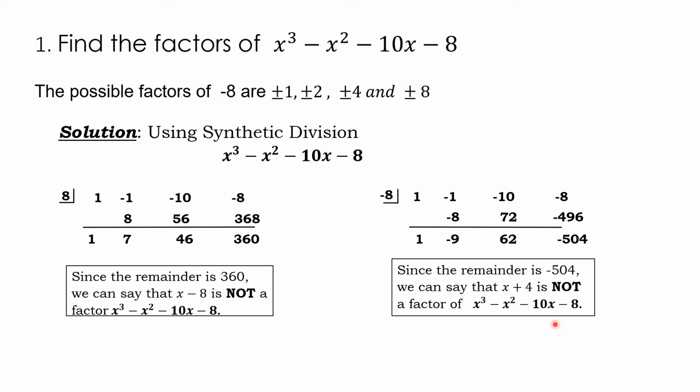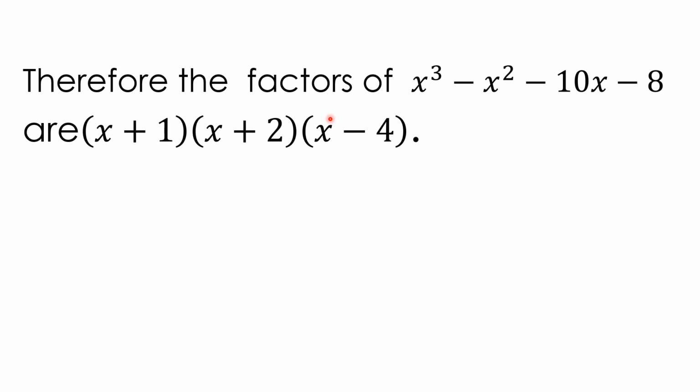So, balikan natin yung ating mga nakuhang factors. Okay, therefore, the factors of x cubed minus x squared minus 10x minus 8 are x plus 1 times x plus 2 times x minus 4, or x plus 1, x plus 2, and x minus 4. So, ito yung mga factors ng ating given, since nung ginamit natin ang mga ito, ang naging sagot sa synthetic division as a remainder is 0.